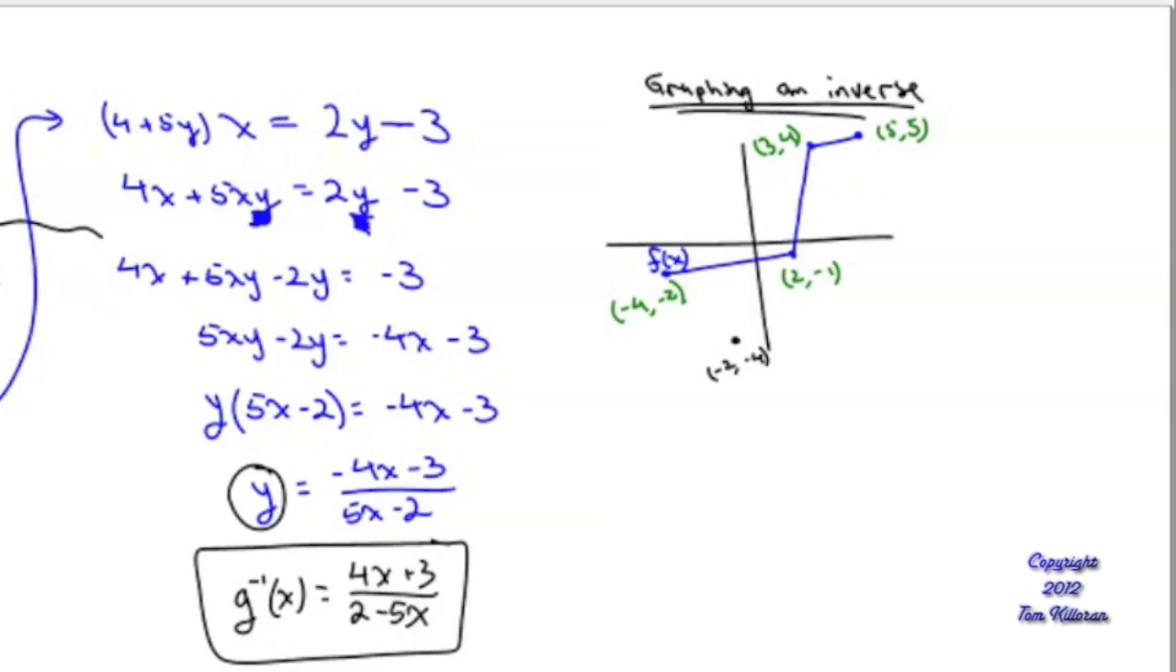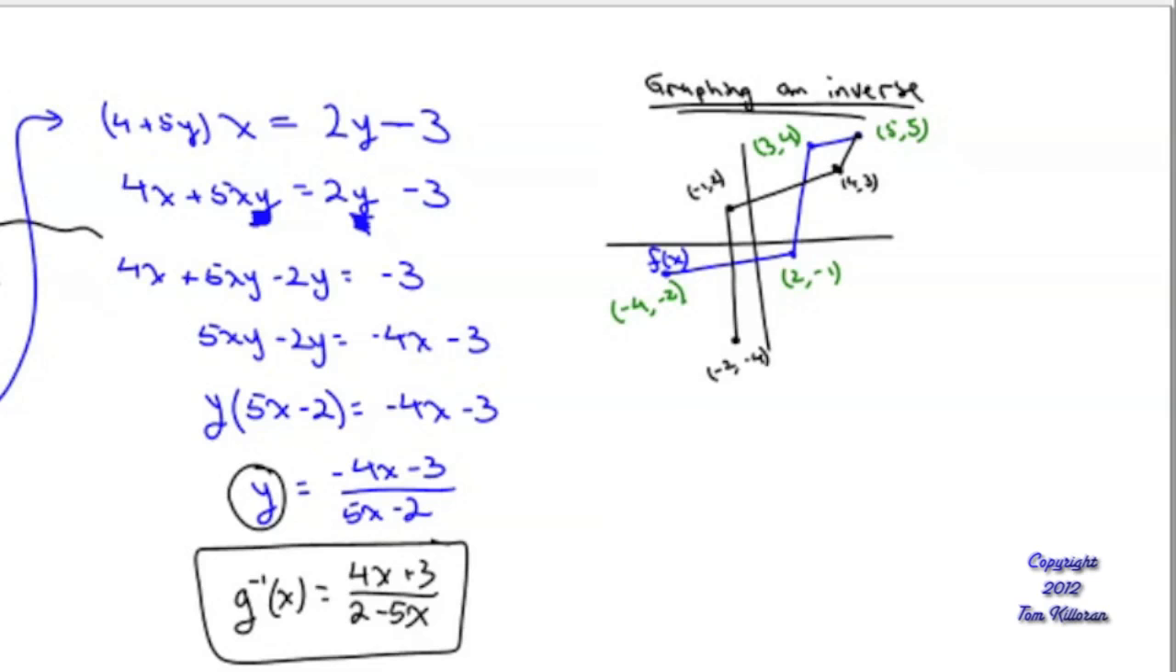What about 2, negative 1? Negative 1, 2. That would be right about here. 3, 4 would become 4, 3, which would be right about here. Actually, I'm a little bit off there. And then 5, 5 becomes 5, 5. It would land right on itself. So the new function would look something like this. I actually messed up that 4, 3.